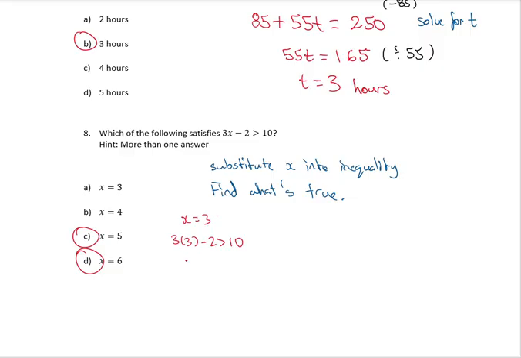So substitute 3 where x is. 3 times 3 is 9. 9 minus 2 is greater than 10. Now we know that is definitely not true. It is wrong. And then you just do the same onwards, okay?